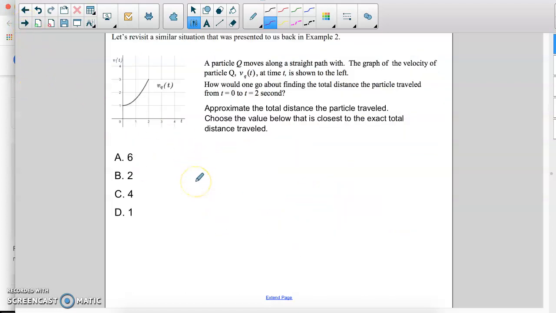Let's visit a similar situation like we had back in example 2, where we're talking about a particle moving along a path with the velocity graph given, but this velocity graph is not a straight line. So how would you go about finding the total distance the particle traveled from 0 to 2 seconds? We need this area, but it's not a nice region. So what we're going to do today is just approximate the area, but tomorrow we're going to learn a way to approximate it more accurately.